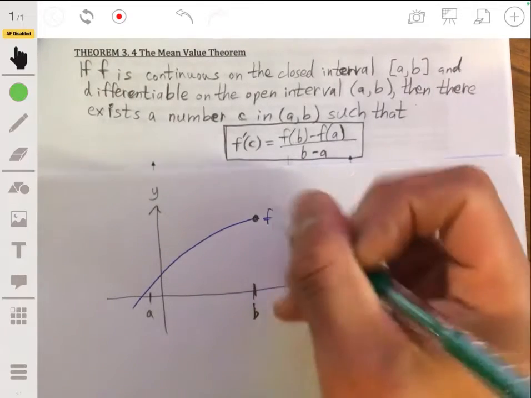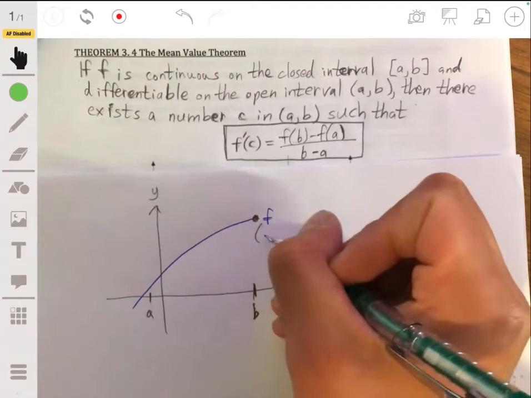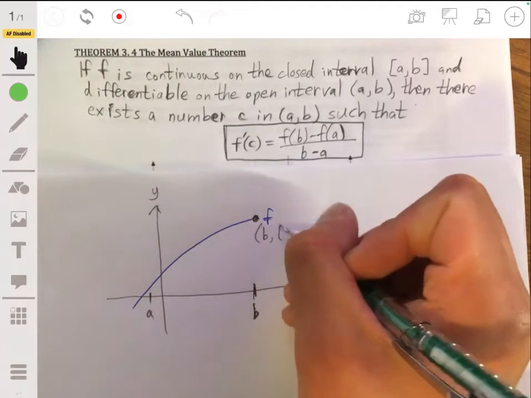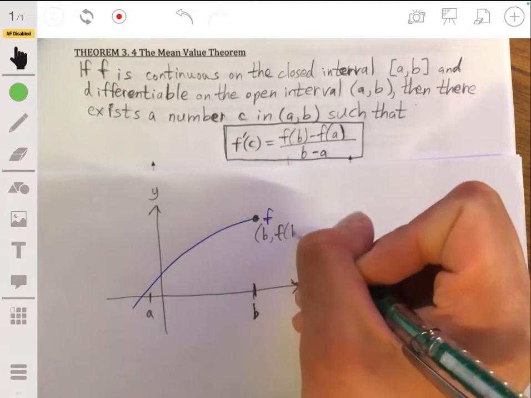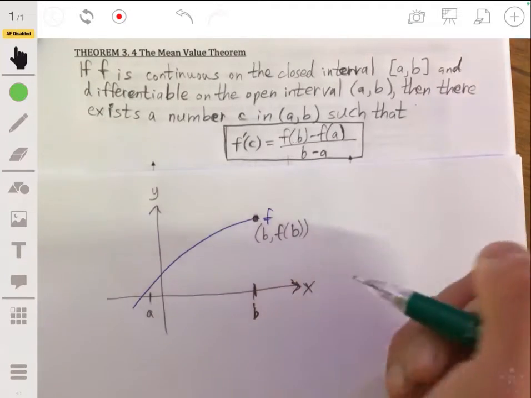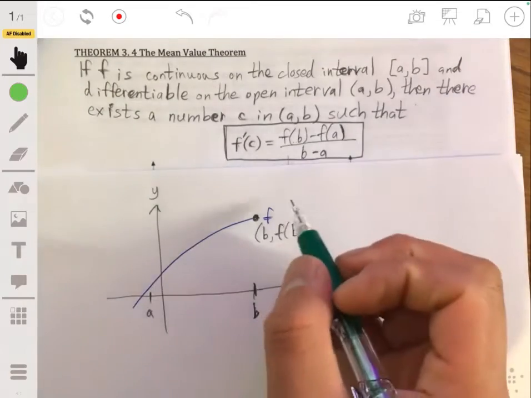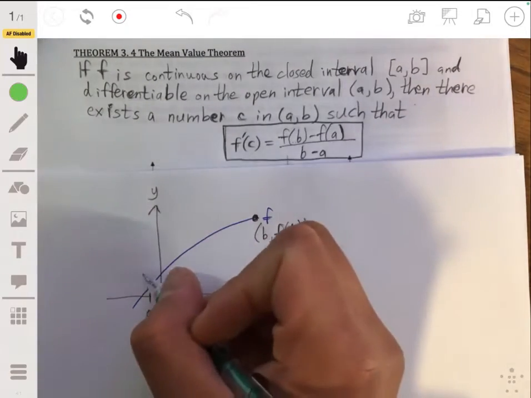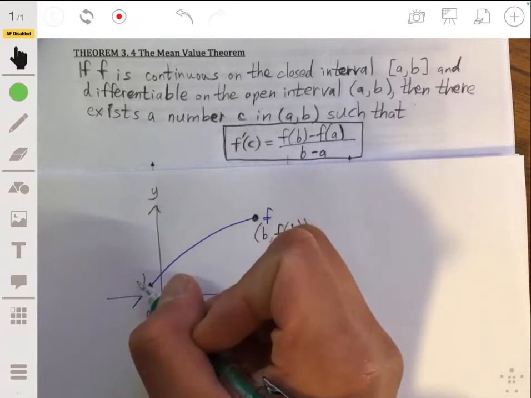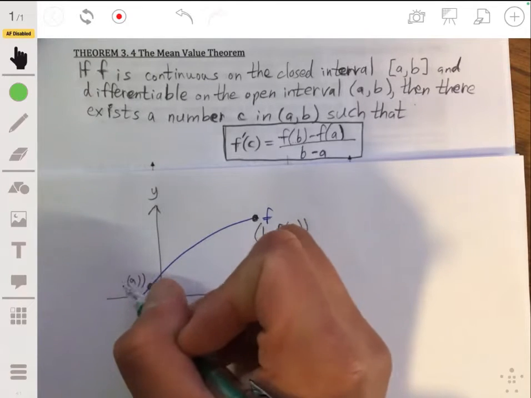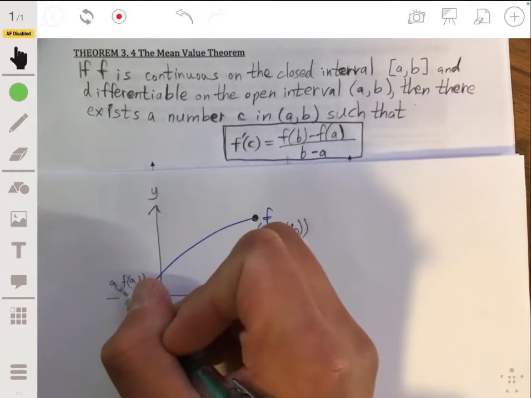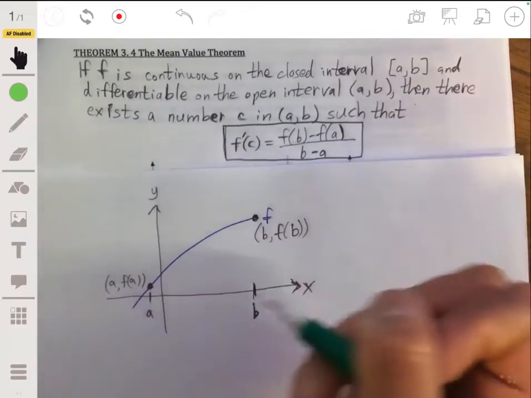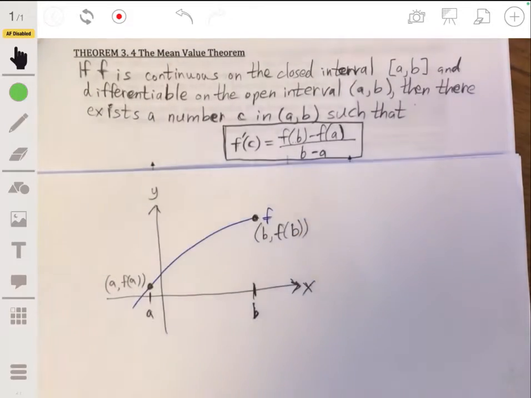So f(b) is just going to be the value of the function at b. Let's say around over here. So let's call that point (b, f(b)). Remember, f(b) is just the y value evaluated at b. f(a) will be this point over here, (a, f(a)), and that's (b, f(b)).